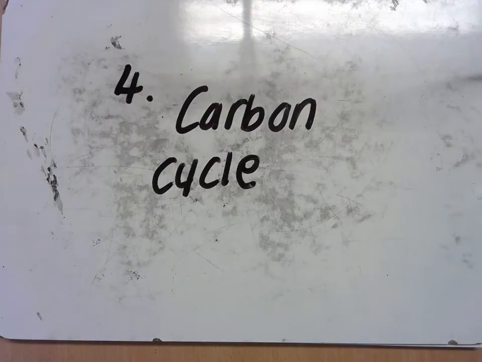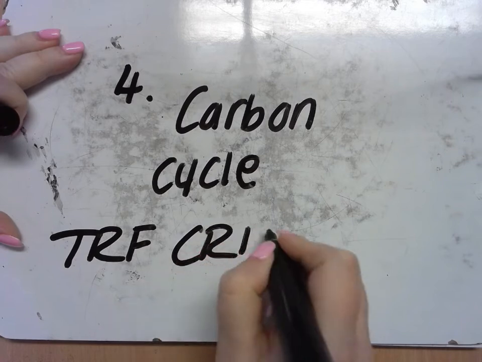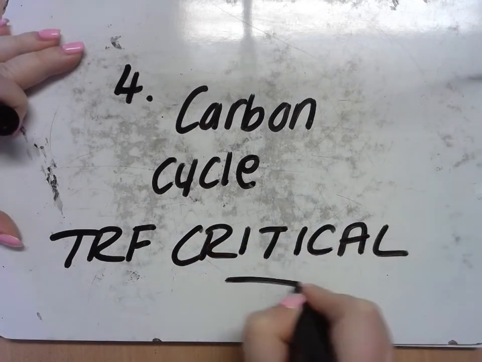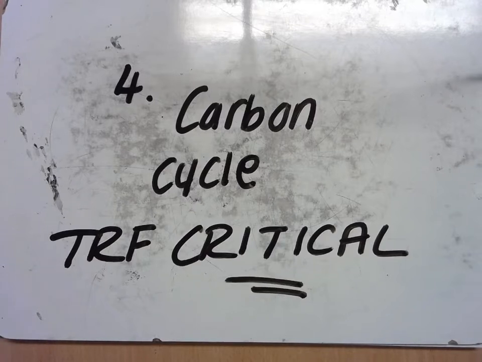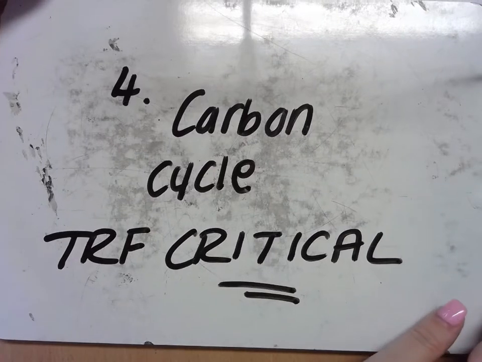Okay, section 4 then is on the carbon cycle. Now, the tropical rainforest is critical in the carbon cycle. That is because the tropical rainforest is such a huge store of carbon. Obviously for us, carbon is a greenhouse gas, so we want as much of that out of the atmosphere as we can, and that's what the tropical rainforests do for us. We call them the lungs of the planet, but they take in the carbon.